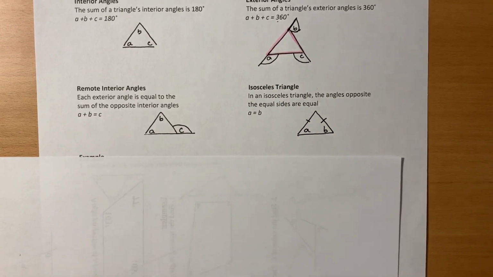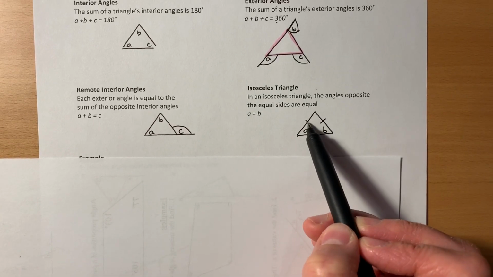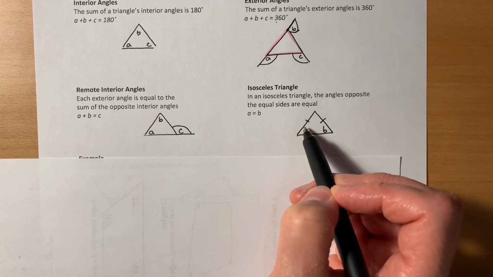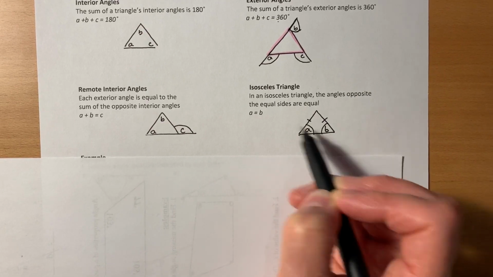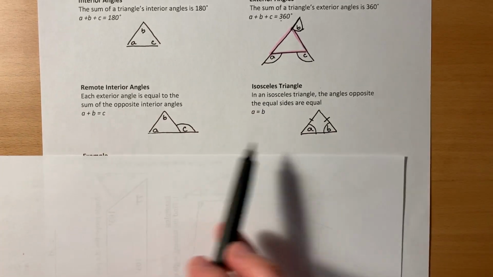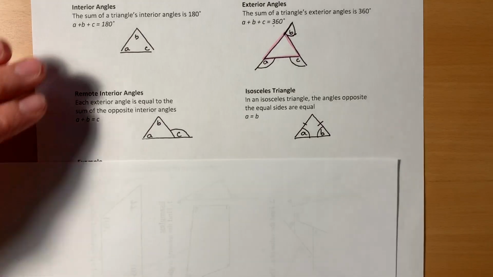Let's look at isosceles triangles. One thing that you have to understand with isosceles triangles is you have 2 equal side lengths, and these 2 angles here, A and B, equal each other. Given these relationships with angles and triangles, let's look at some examples.